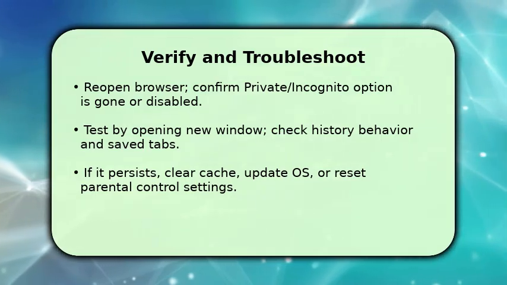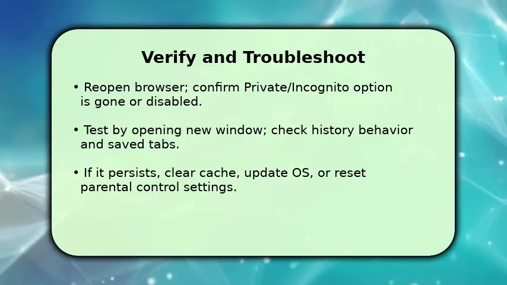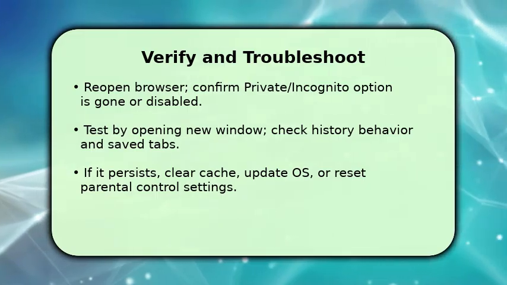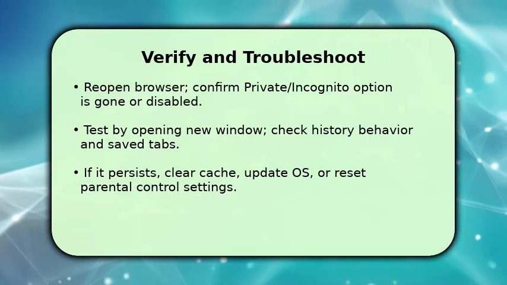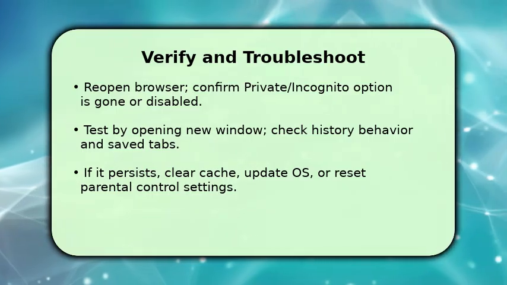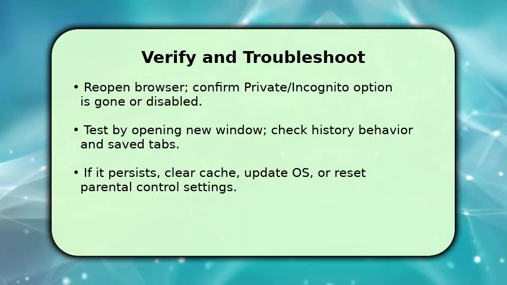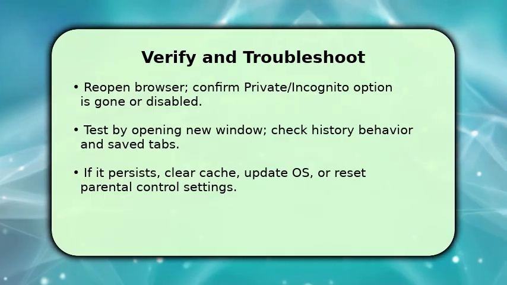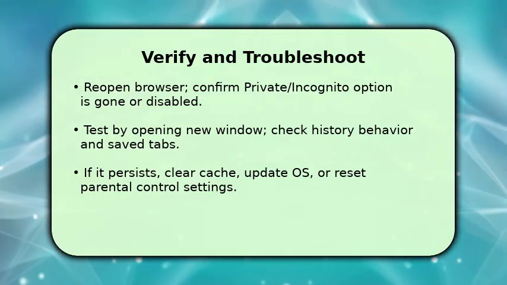If private mode still appears, restart the device, clear browser cache, and ensure the OS and browser are up to date. One key troubleshooting tip: if restrictions revert, check for multiple admin accounts or family control apps that may reapply the original setting.